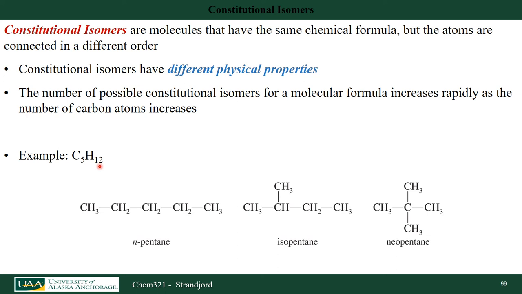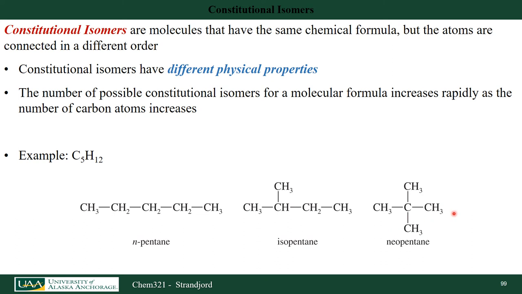There is a constitutional isomer of n-pentane where I have a branch here instead of being linear. So I have 4 carbons in a row, and one is branched. I still have the same number of hydrogens. 1, 2, 3, 4, 5, 6, 7, 8, 9, 10, 11, 12. There are 12 hydrogens in here. These two are completely different molecules, even though they have the same molecular formula.